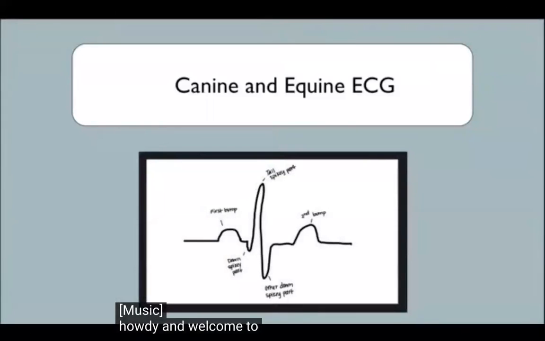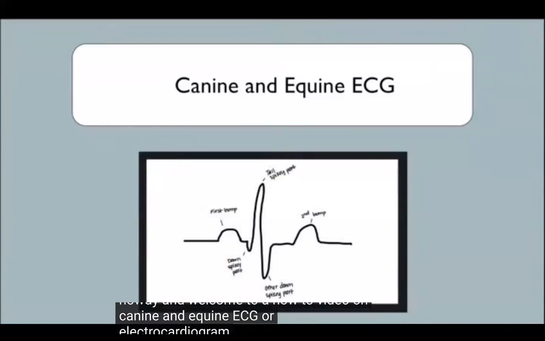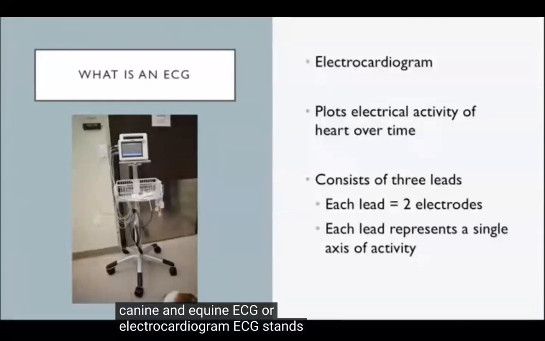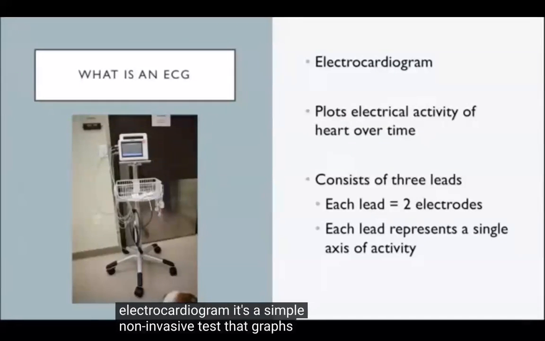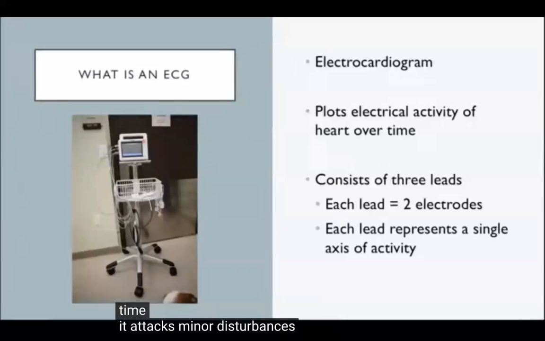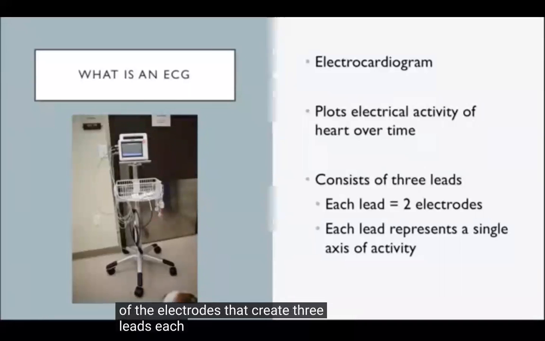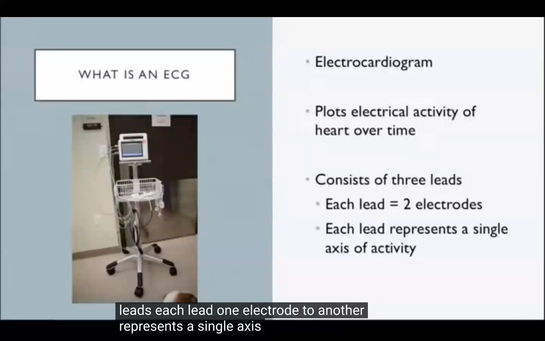Howdy, and welcome to a how-to video on canine and equine ECG or electrocardiogram. ECG stands for electrocardiogram. It's a simple and non-invasive test that graphs the electrical impulses of the heart over time. It detects minor disturbances in the heartbeat or rhythm. The setup consists of 3 electrodes that create 3 leads. Each lead, one electrode to another, represents a single axis of activity.